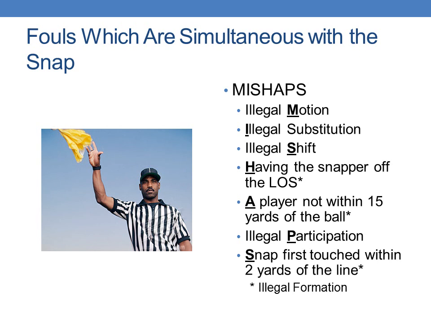For MISHAPS fouls, or fouls which are simultaneous with the snap, we throw the flag high in the air at the snap, but we continue to officiate and let the play end before we enforce the penalty. So it's important that we keep officiating during that play. If I'm the line judge, which is the most common official to have one of these MISHAPS fouls, but it doesn't mean that somebody else wouldn't, I would throw the flag in the air and then continue to do everything I would normally do on a play.